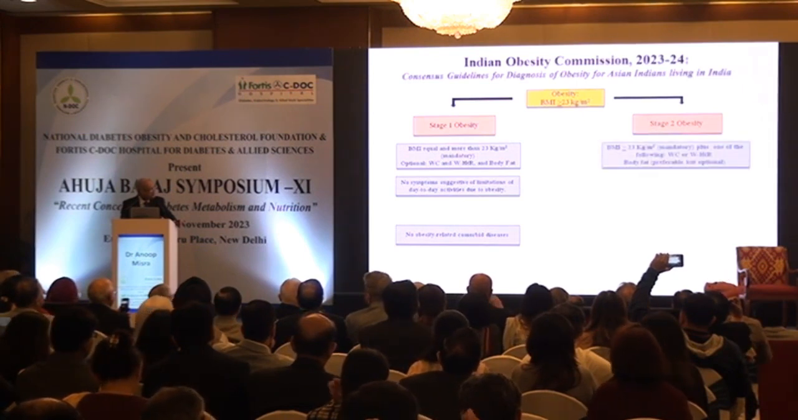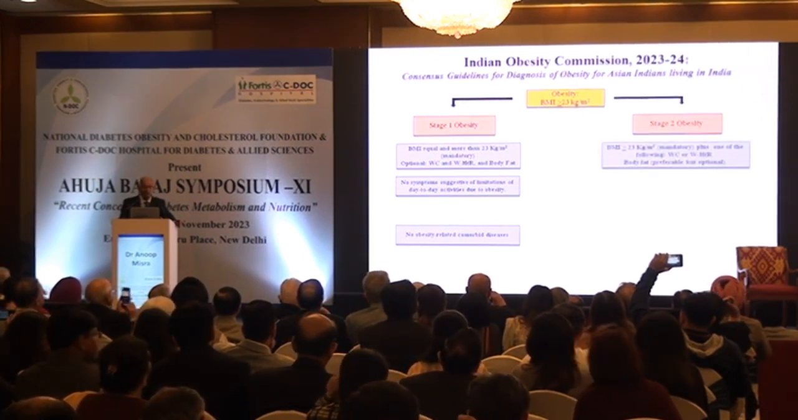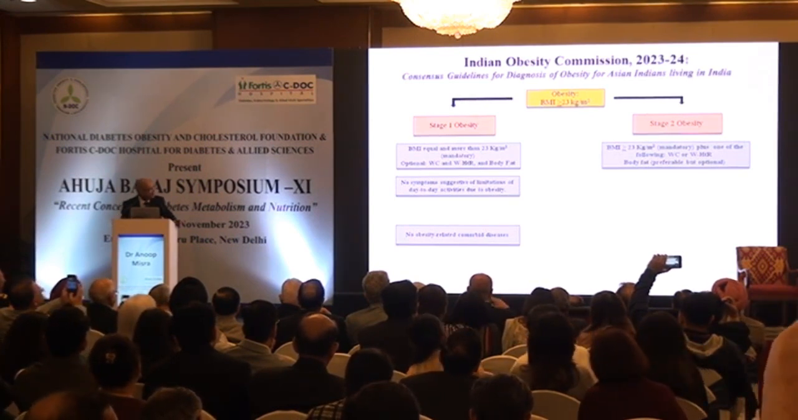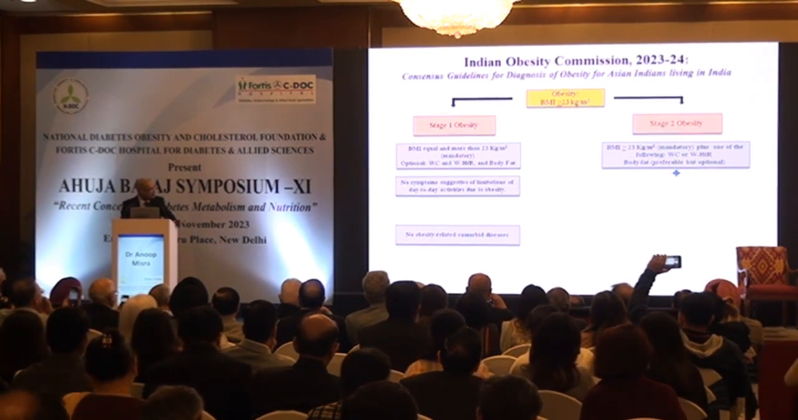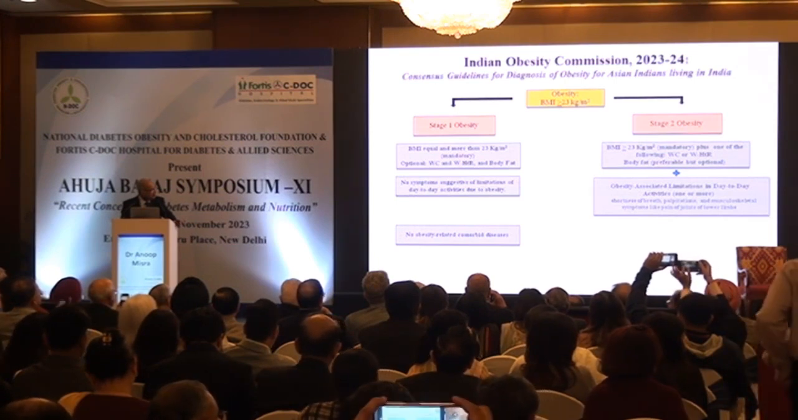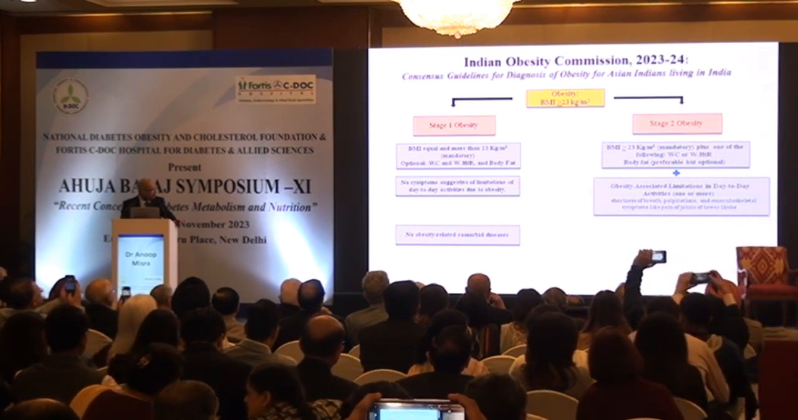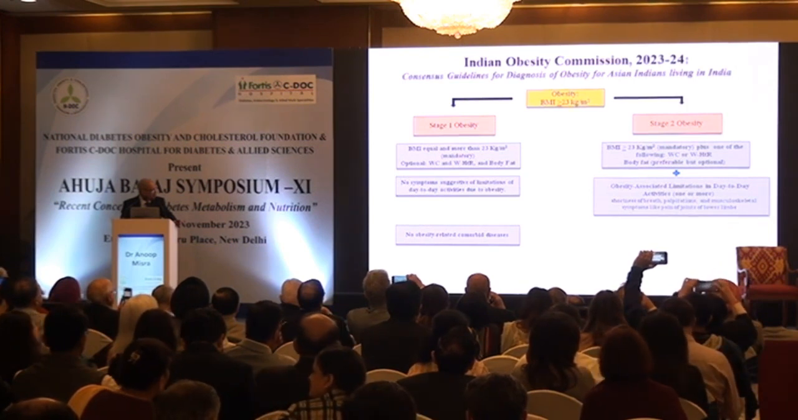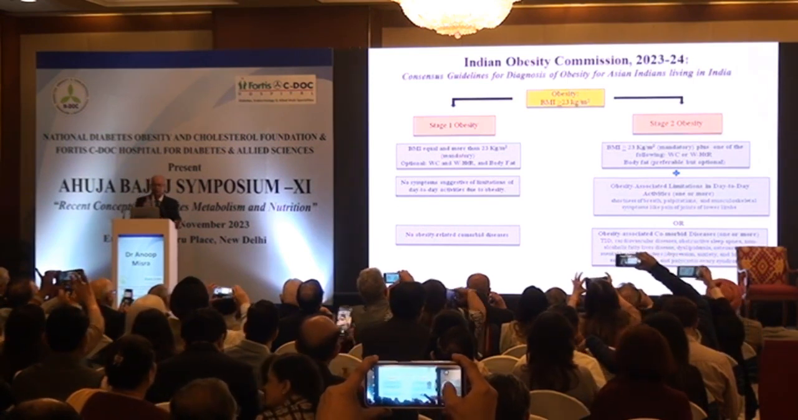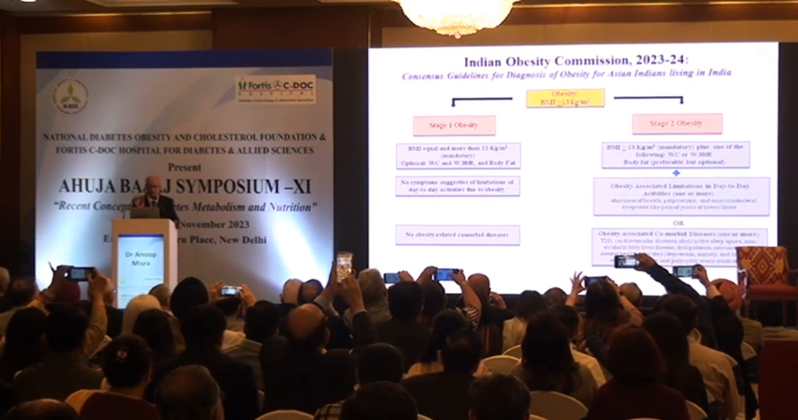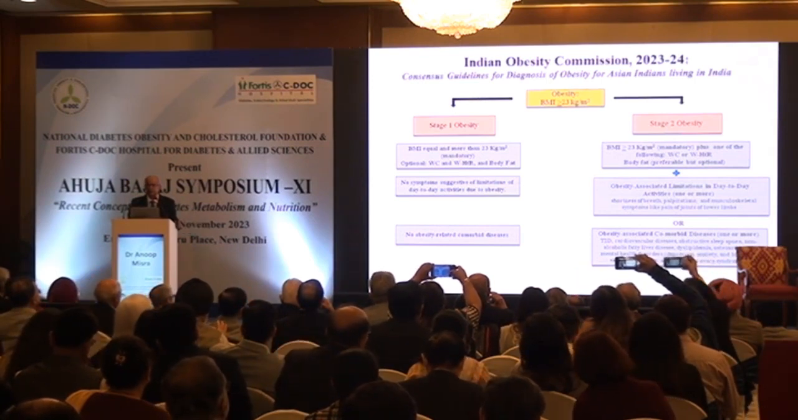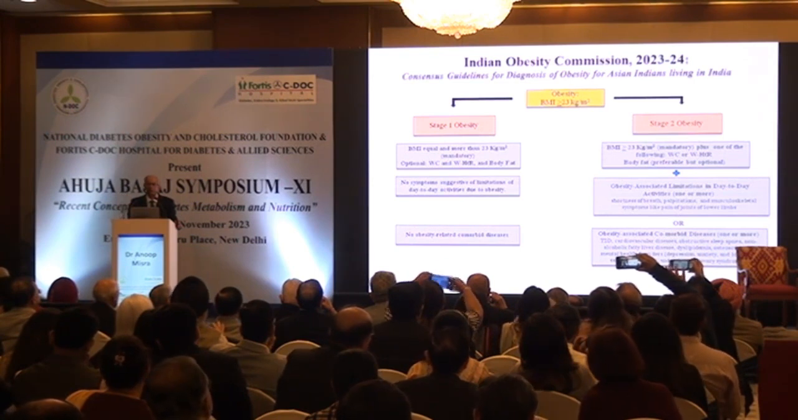Stage 2 obesity: BMI more than 23 plus, mandatory, BMI plus waist circumference and waist height ratio. Body fat is preferable but optional. Plus obesity-related limitations in day-to-day activities, one or more, shortness of breath, palpitations, etc., or obesity-related comorbid diseases. If you have this one slide in your phones, you are done. Your understanding is complete. And this is what is going to be published in 2024 January.